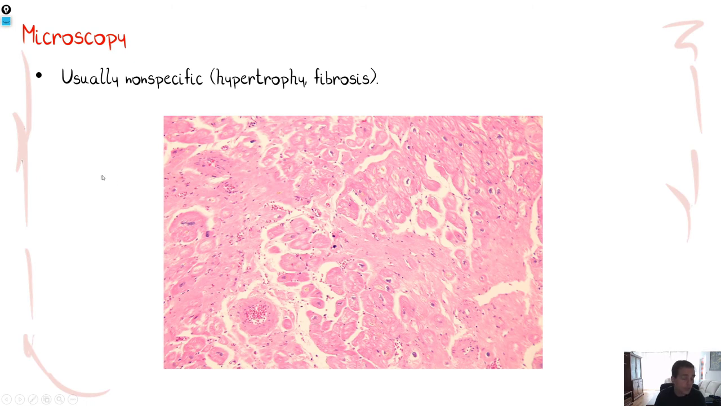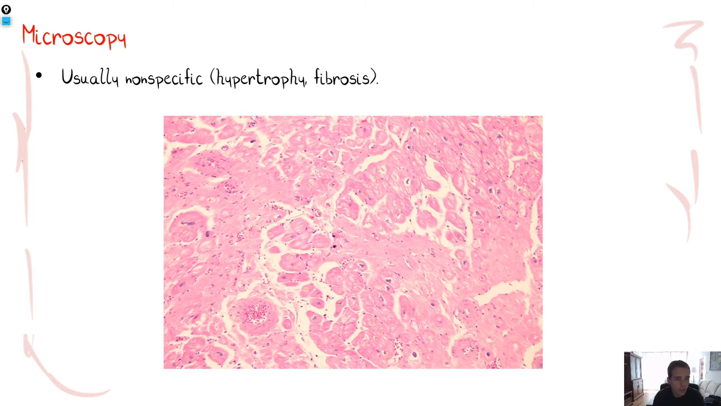Microscopy is usually non-specific. There is usually some sort of hypertrophy. You see that the heart muscle cells, the cardiomyocytes, are large, with a huge amount of cytoplasm and big dark nuclei. And between the cardiomyocytes, there is fibrosis. So this is fibrous tissue. But this finding is non-specific. The heart in patients with ischemic heart disease will look almost the same.